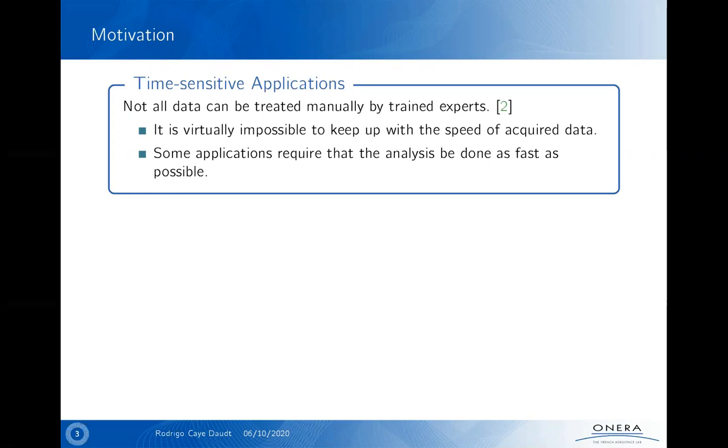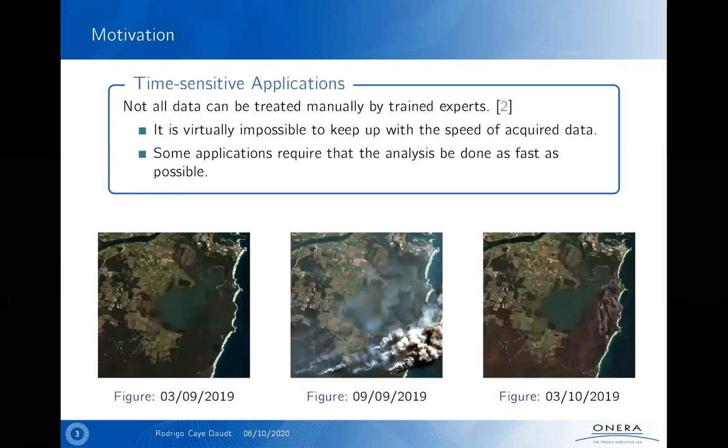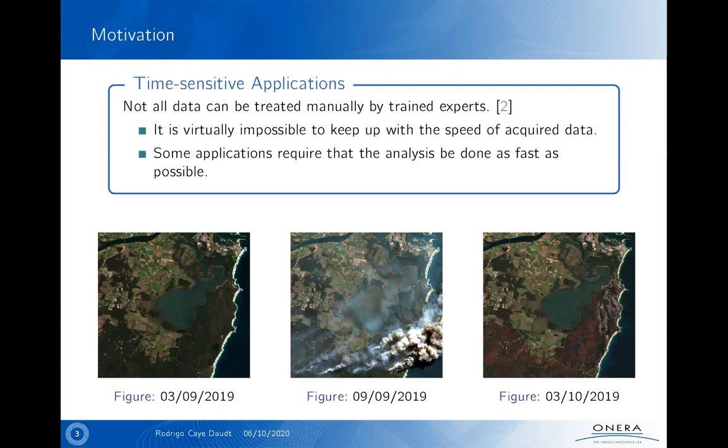And also some applications require fast outputs. For example, here, these are 3 images taken about a month apart from last year's fire in Australia. In situations like these, it's very useful to be able to extract the information of how things are going very fast so that we can coordinate a response.